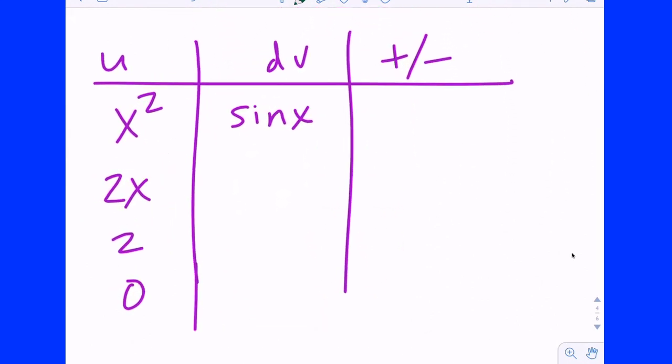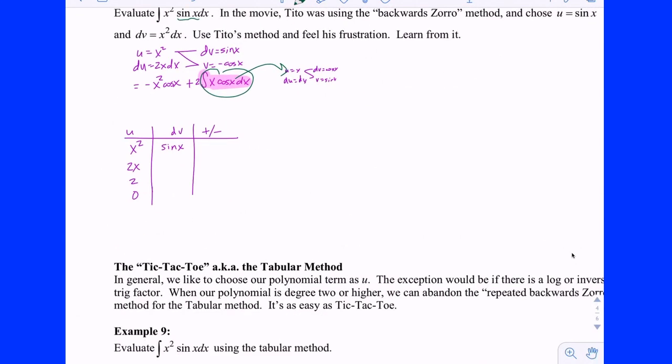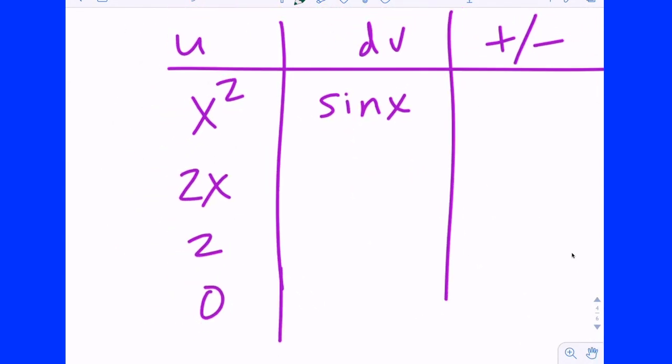The tabular method has 3 columns. The first column is u, the second column is dv, kind of the way we normally list them. But then you have a third column that's plus or minus. What that's going to do is alternate signs. So you still identify what you're going to call u, and you put it here in the first row, x squared. Then you go ahead and just take some derivatives all the way down. In this case, you could stop once you hit 0. X squared, 2x, 2, and 0.